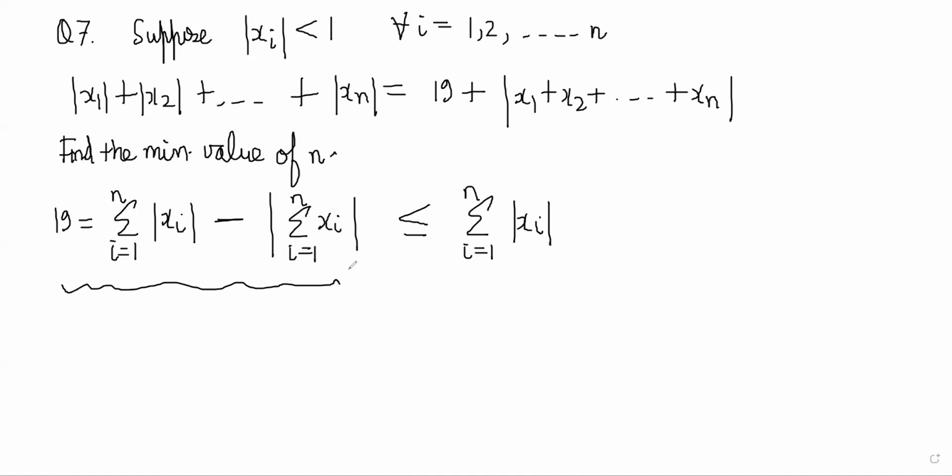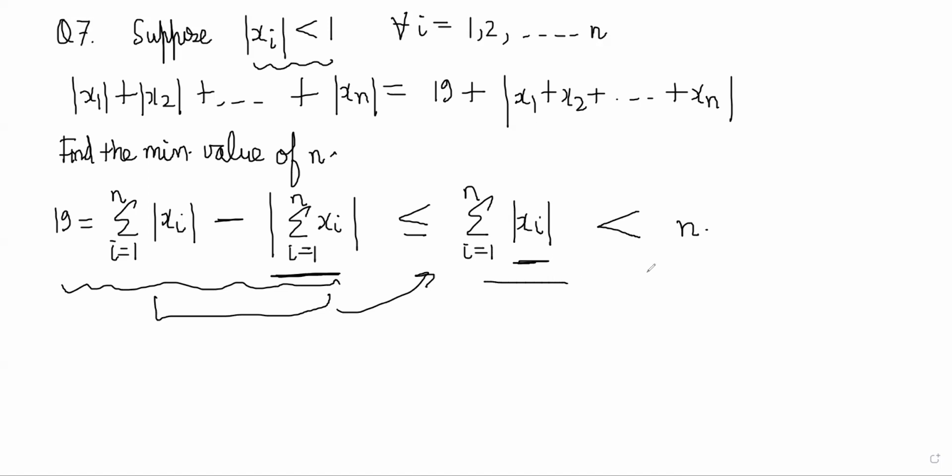Why? Because here we are subtracting something positive, so it is clear that this inequality holds. This quantity here is less than or equal to this. And we know that each of the xi's has absolute value less than 1, so we can say that this is less than n, because you are adding up n of the mods of the xi's. So it is clear that this inequality holds because of this first condition. So we are getting n is greater than 19, so n must be greater than or equal to 20.